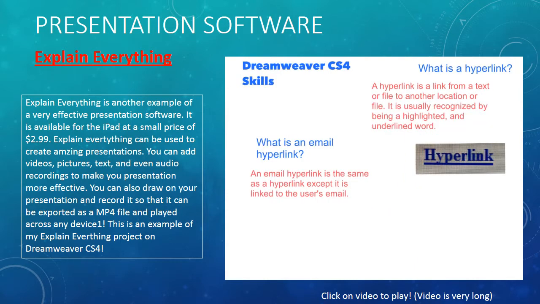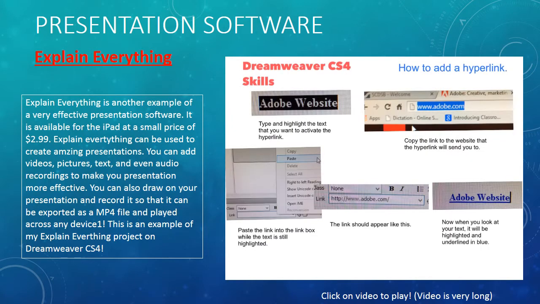What is a hyperlink? A hyperlink is a link from a text or file to another location or file. It is usually recognized by being a highlighted and underlined word. What is an email hyperlink? An email hyperlink is the same as a hyperlink, except it is linked to the user's email. How to add a hyperlink?